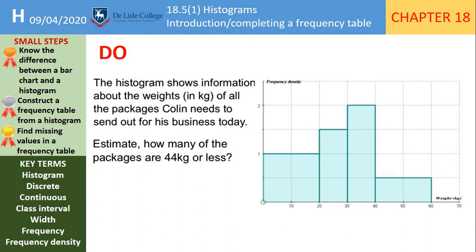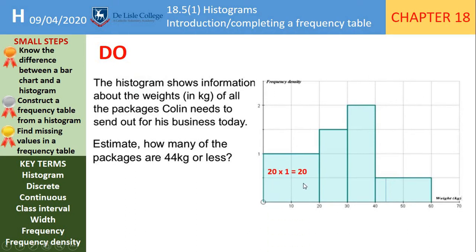Pause the video and have a go at this do now question, which is very similar to the one we've just looked at. So the histogram shows information about the weights of all the packages Colin needs to send out for his business. This time it wants you to estimate how many of the packages are 44 kilograms or less. So that means then we need to split this bar, so I go to 44, so I would have an interval width of 4 here, so I'd need these 3 bars plus this portion of this bar here.